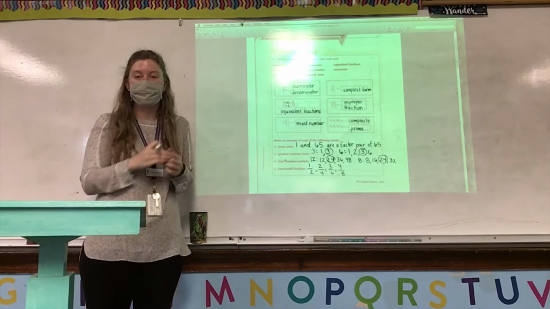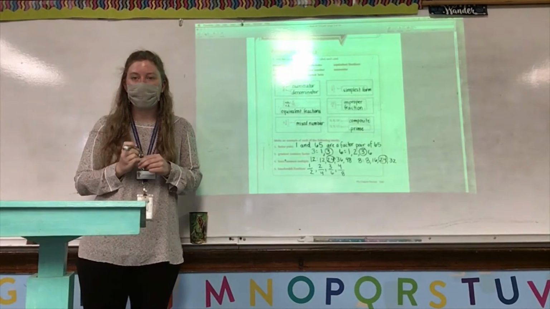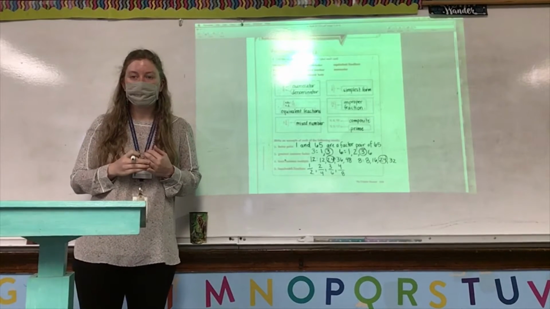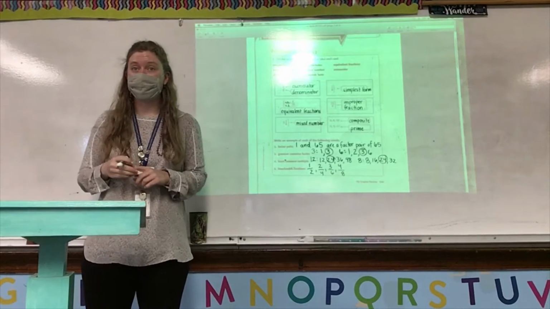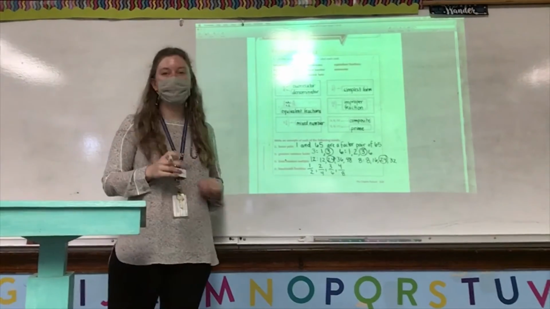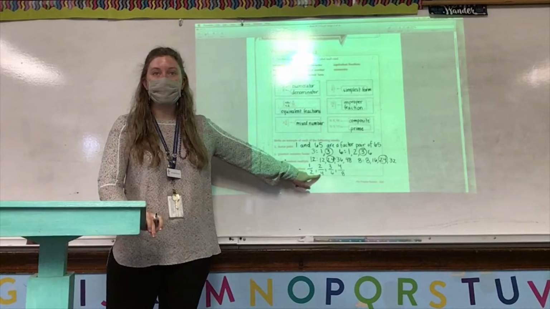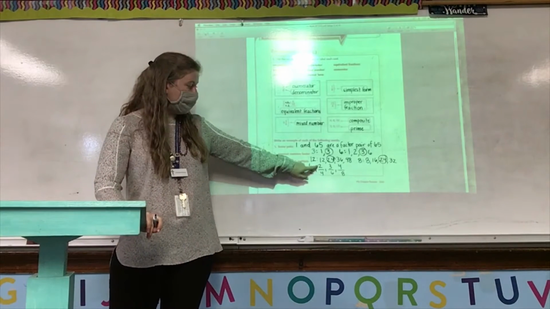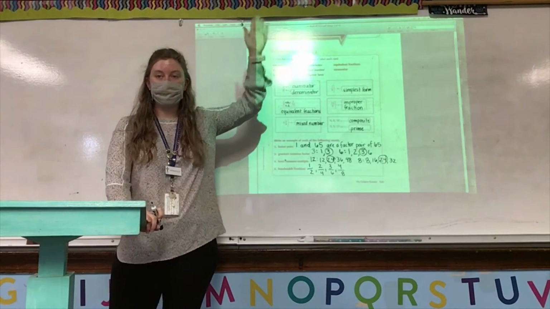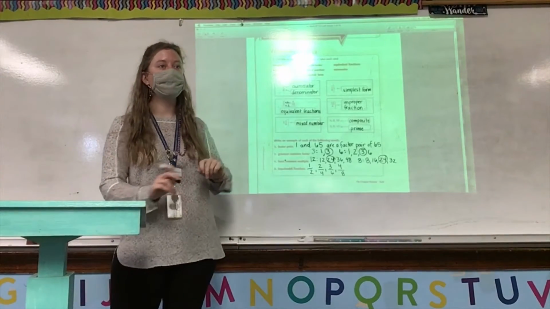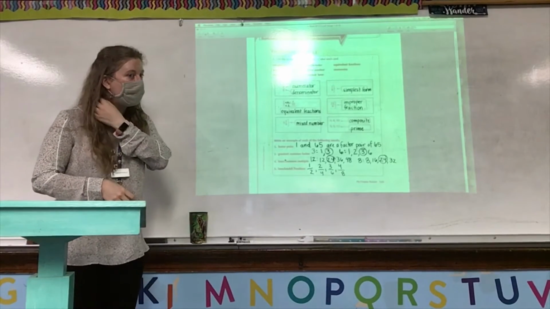Which is why they're such good benchmark fractions. They are all equivalent to what fraction? Zari? 1/2. That is why those are good benchmark fractions, because they are all equivalent to 1/2. Remember, if you can divide the denominator by the numerator and get 2, that fraction is equivalent to what? Carla? 1/2. Okay.